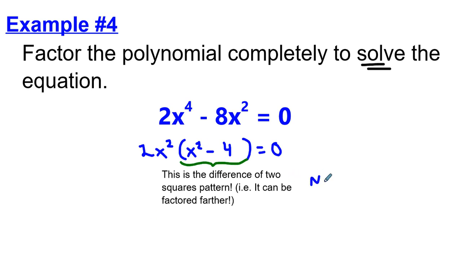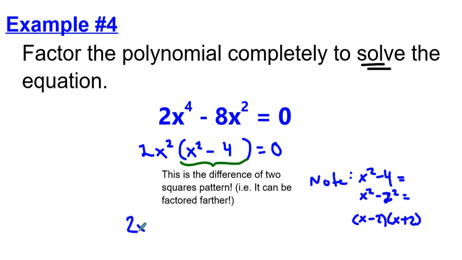So I'm just going to make a little note over here. X squared minus 4 is a squared minus b squared. This is x squared minus 2 squared. So this factors into a minus b times a plus b, or x minus 2 times the quantity x plus 2. So that is still factorable. That does factor into two other binomials. So this becomes 2x squared times the factored form of x squared minus 4, which is x minus 2 times the quantity x plus 2, and that still equals 0. So don't forget to carry that equals 0 down throughout your problem.